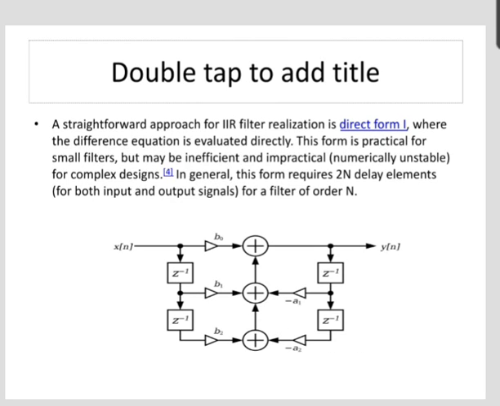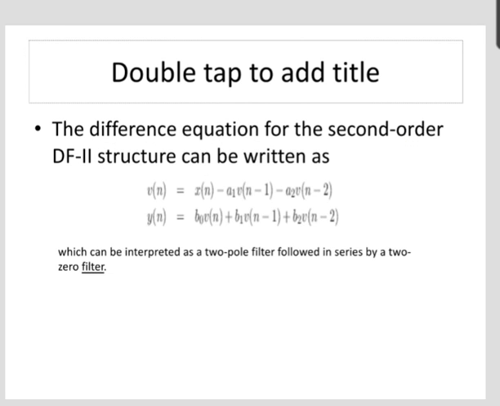A straightforward approach for IIR filter realization is direct form 1, where the difference equation is evaluated directly. This form is practical for small filters but may be inefficient and impractical for complex designs. So this form requires 2n delay elements for a filter of order n. The difference equation for the second order DF2 structure is given by v(n) and y(n), which can be interpreted as a two-pole filter followed in series by a two-zero filter.